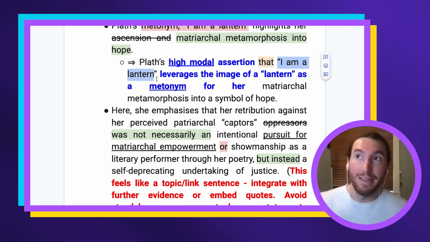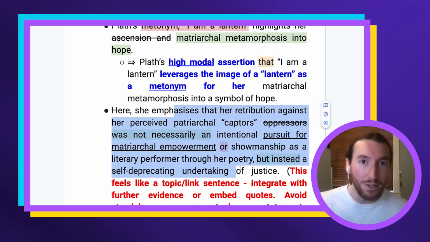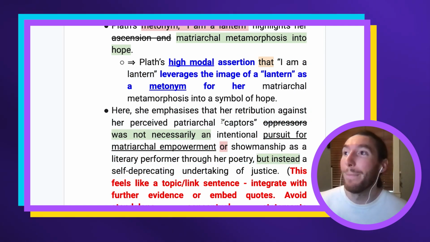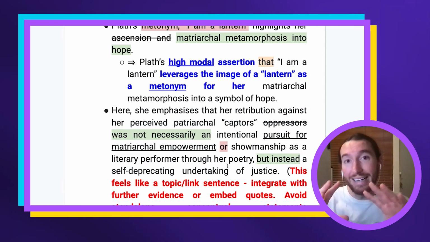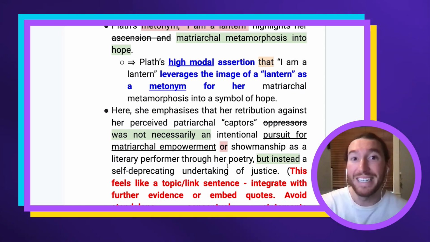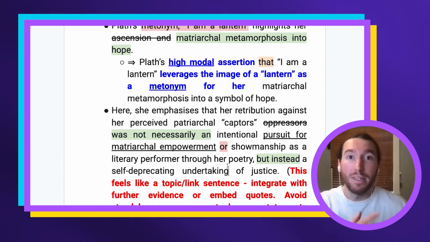Again, we're analyzing "I am a lantern" here. This is an extended analysis of it into the second sentence, but we are embedding a quote here, and we would try and do it 1 or 2 more times perhaps in this sentence. The more you can do that, the more impressed the marker is going to be, because you're actually showing that deeper engagement with the text, with the language of the text, but you're not doing it in a way where it's actually overriding your argument and your language.